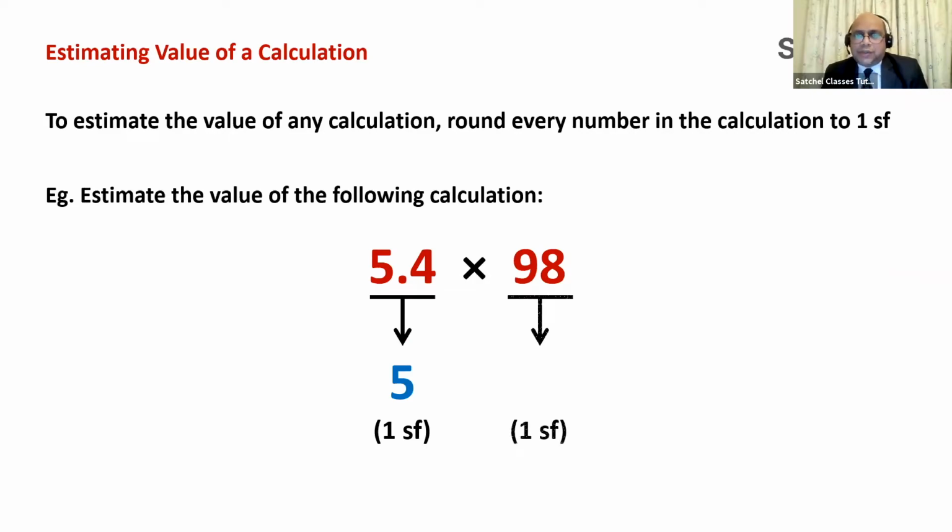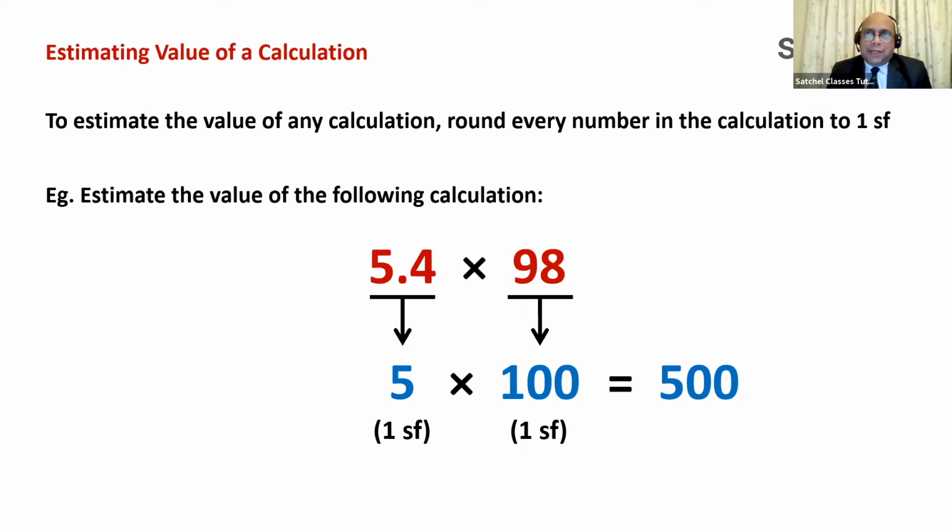98. Okay, let's round 98 to one significant figure. The first significant figure is 9, and the digit following 9 is 8, which is more than 5, right? So 9 will be rounded to 10, and 8 will be replaced by a 0, remember? So 98 when rounded to one significant figure will end up being 100. So the estimate for the following calculation will be 5 multiplied by 100, which is 500. Right? So you round every number in the calculation to one significant figure.